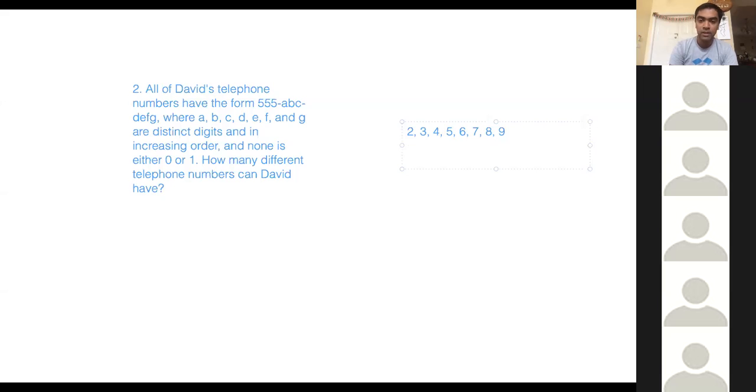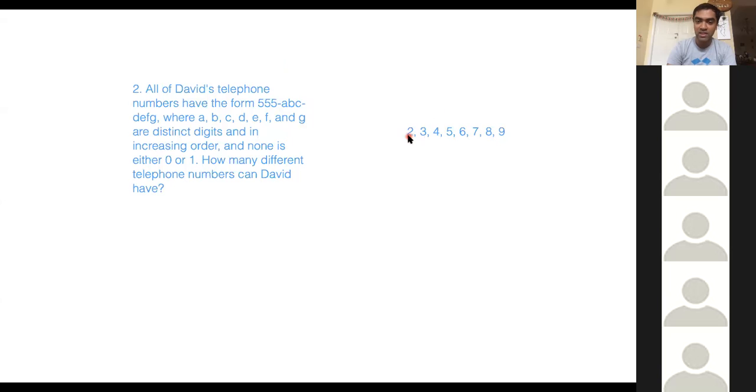Good. Yep. So there's 8 possible choices of digits that could fit here, right? Because 0 or 1 are not possible. So it's any of the digits 2 through 9 that can take the values for A through G. So now we basically want to choose 7 of them. And for just a phone number, order does matter. But because we know that the digits are in increasing order, once we pick 7 of the digits here, they'll fit A, B, C, D, E, F, G in increasing order. So the order is fixed once we choose which are the 7 digits.